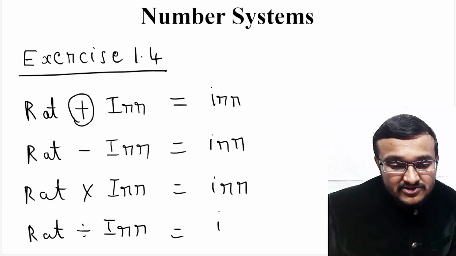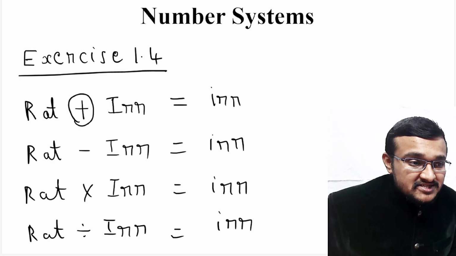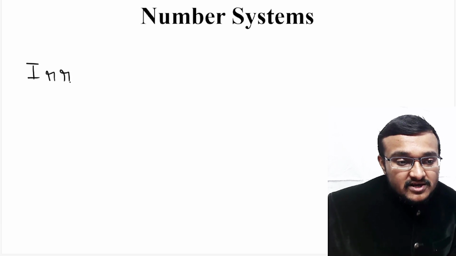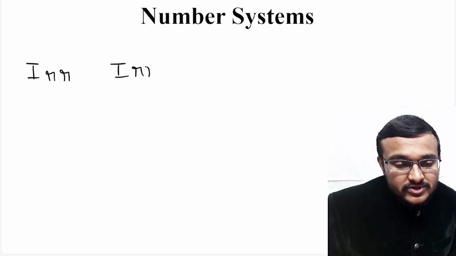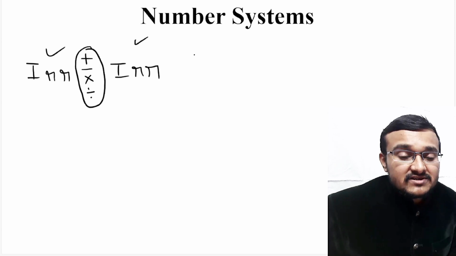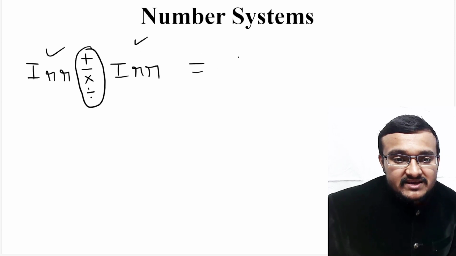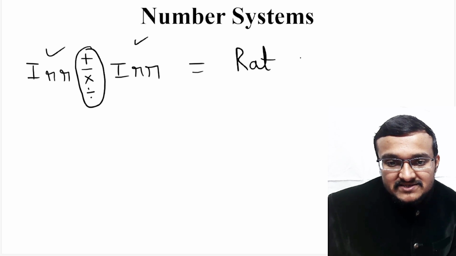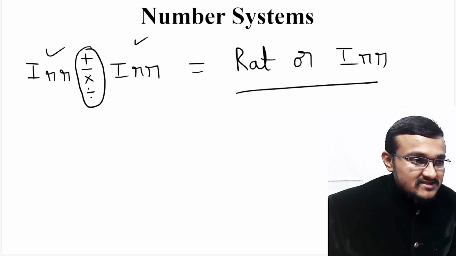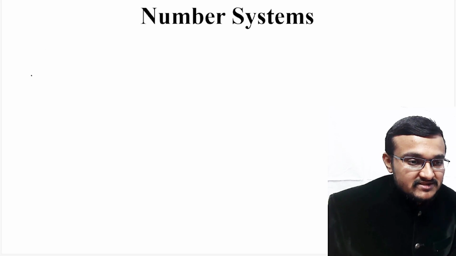And whenever you perform operations between two irrational numbers, that is if you are taking one irrational number and another irrational number, and then go on doing plus, minus, into or division, then you might get either a rational number or an irrational number. So either of this you will get. So remember this before solving the exercise questions.